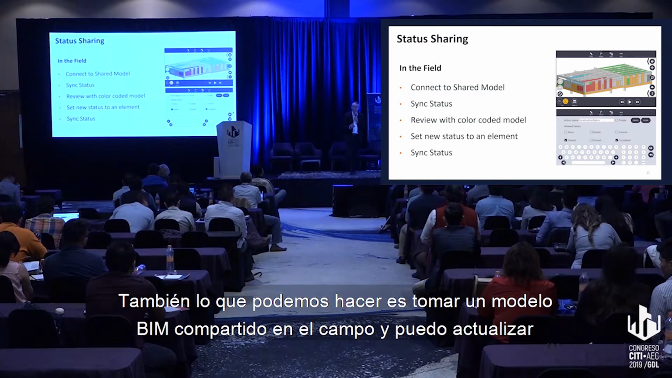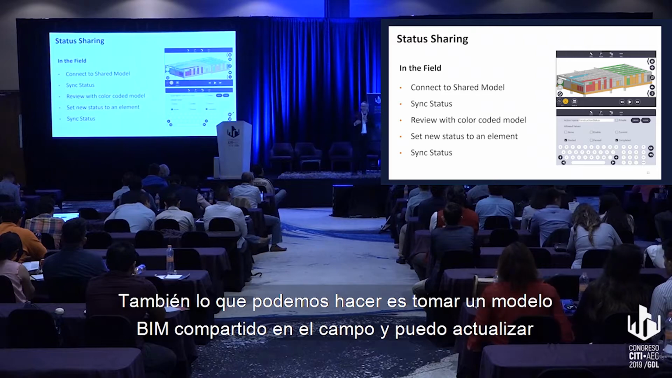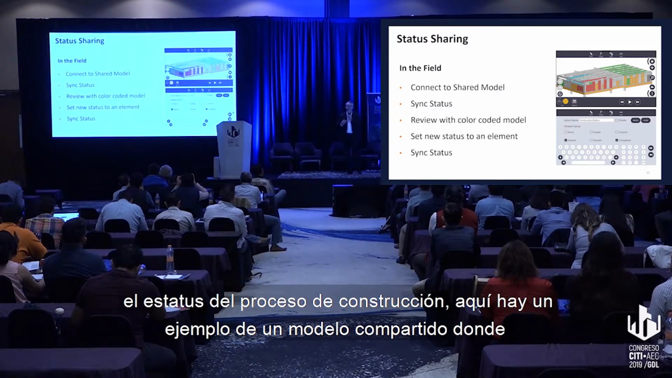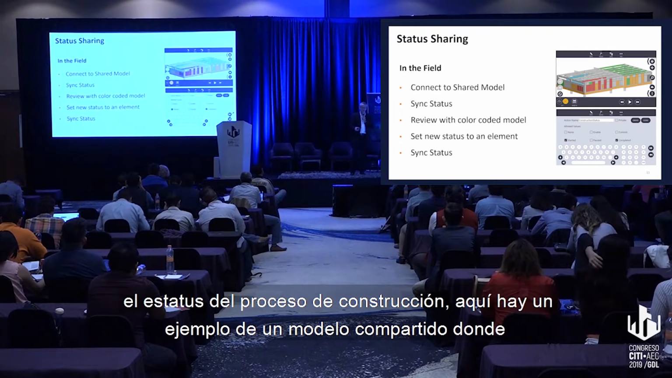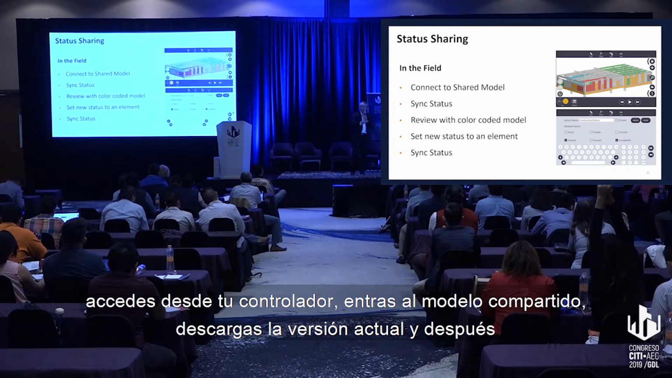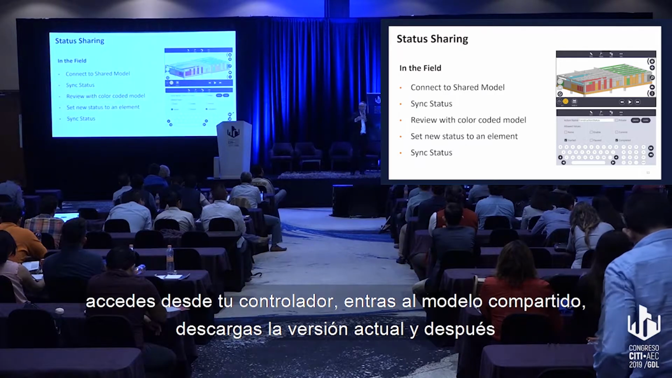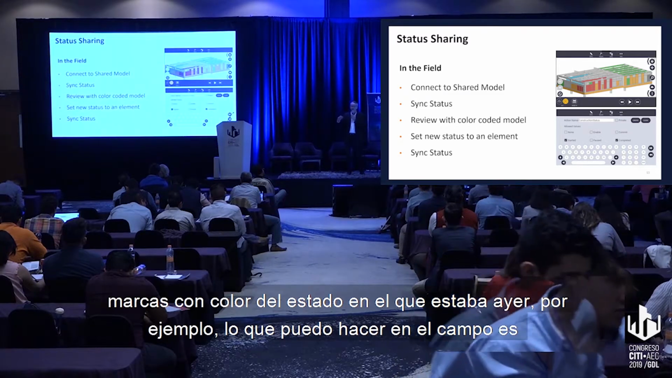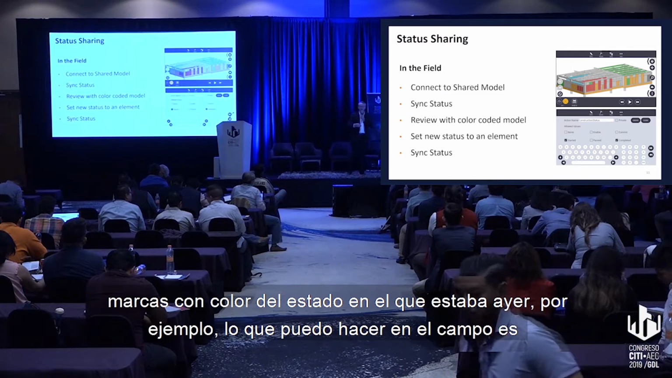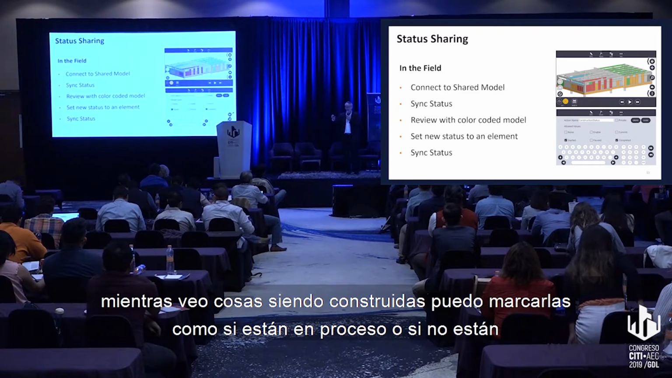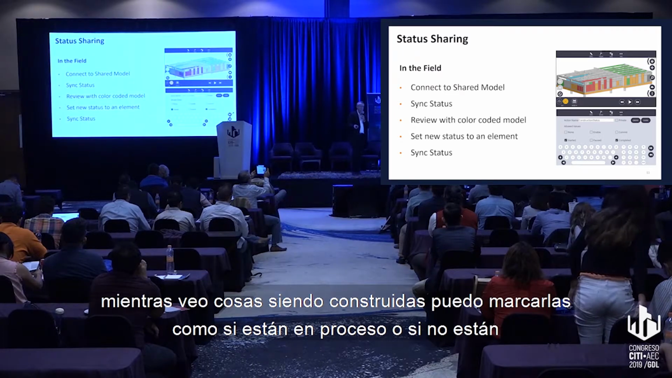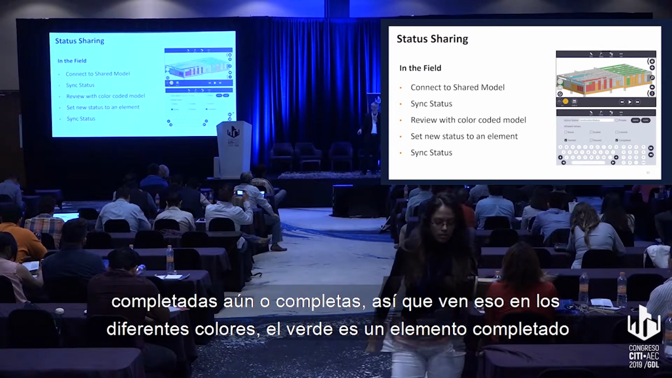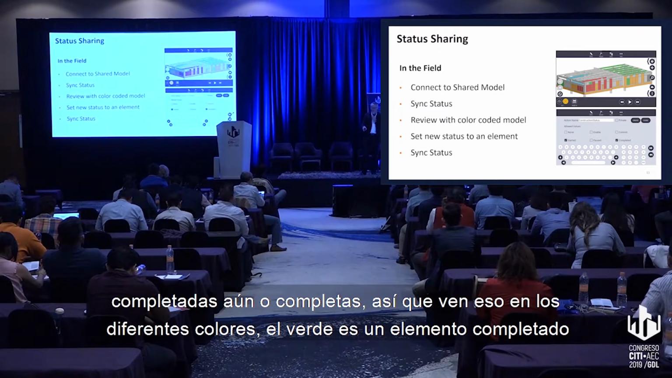Also, what we can do is take a shared BIM model out into the field, and I can update the status of the construction process. So here's an example where you have a shared model that you log in to through your controller, and download the current version. It will then mark in a color the status of where that was yesterday, for instance. What I can do then in the field is, as I see things being constructed, I can mark them as being in the process, or not completed yet, or completed. So you see that in the different colors there. The green is obviously a completed element.